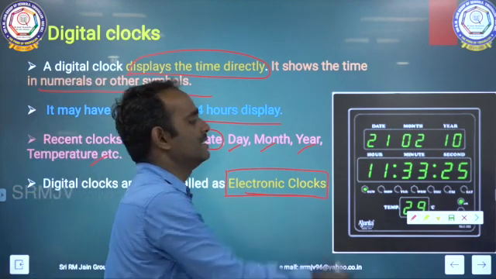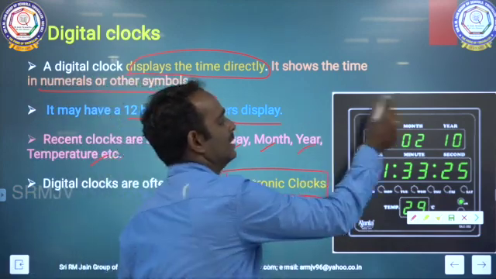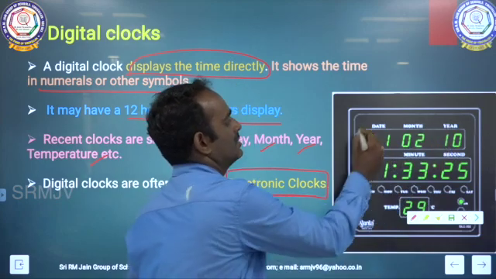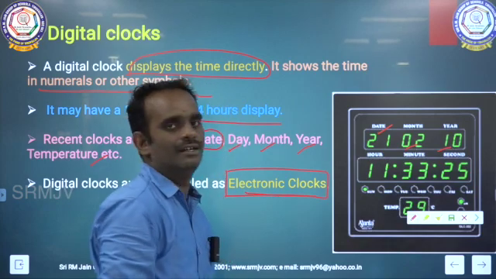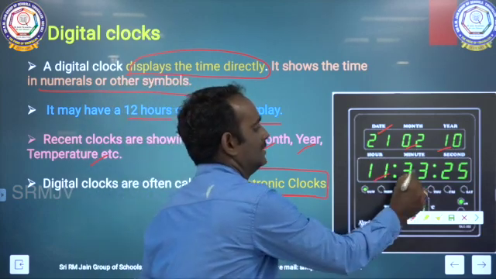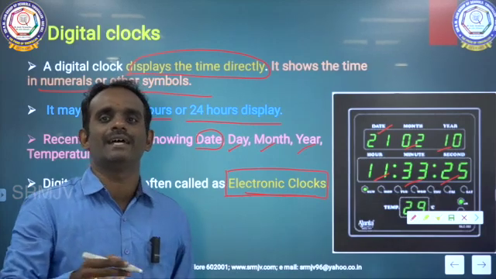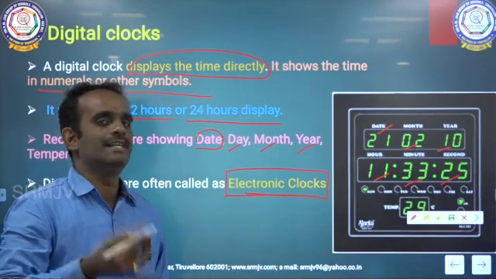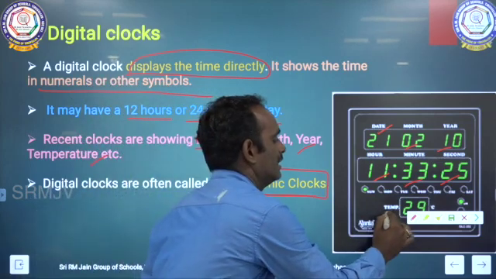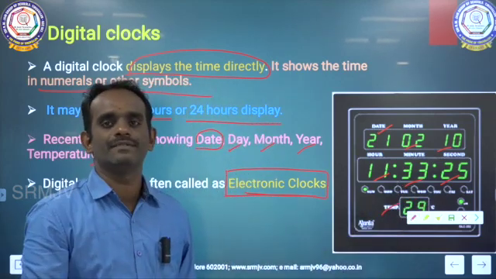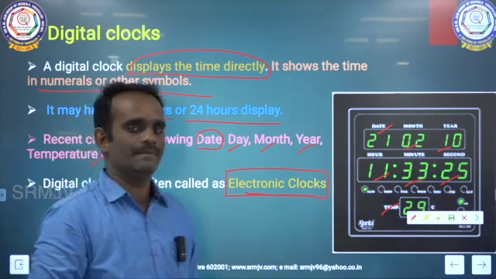See the picture here, children, what you are all observing here. It is a digital clock. It shows the day 21, month 02, year 10, like that. What is the time? 11:33:25 seconds. Accurately we are able to see that time. This is called a digital clock. The temperature is also very clear, 29 degrees Celsius. This is a more advanced digital clock. Clear? Yes.